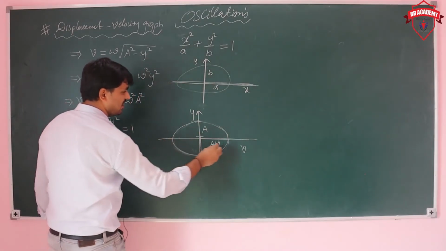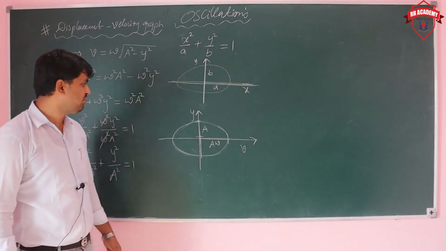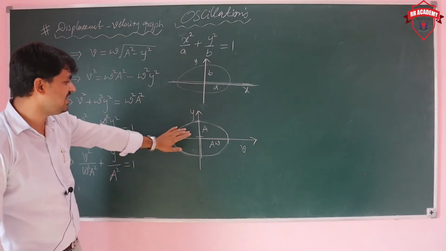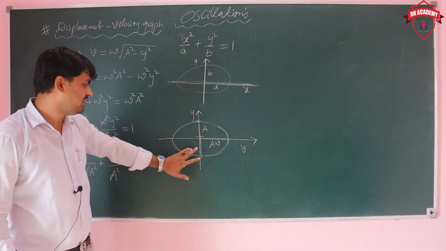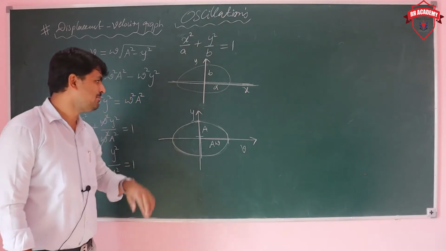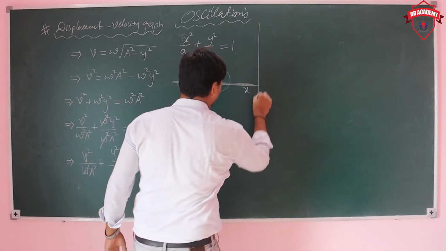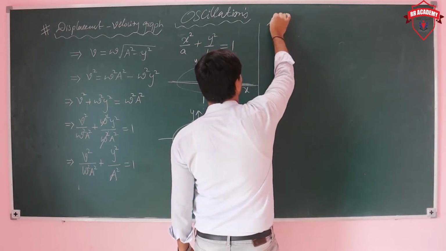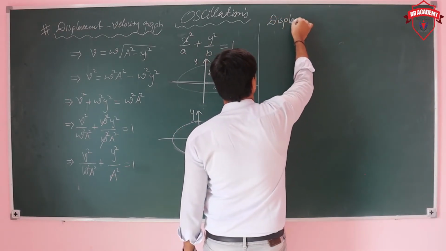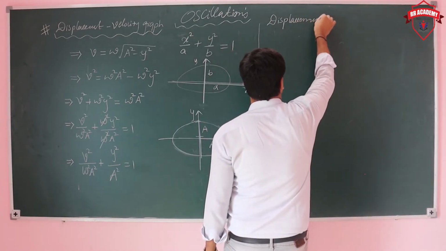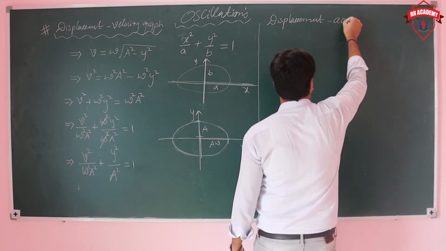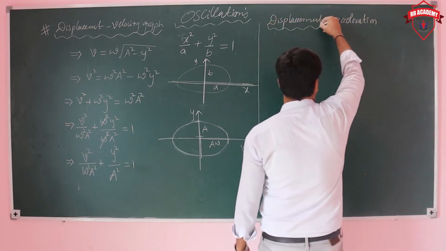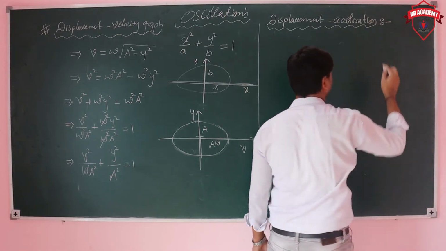So this is the graphical representation of the displacement velocity graph, most important as well as easy. Next, let's take the velocity acceleration graph, or rather the displacement acceleration graph. You can take displacement versus acceleration graph.